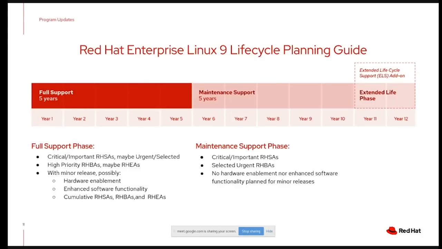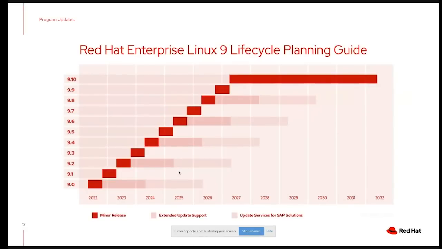There's no enhanced software functionality being planned. Maintenance support is just that, maintenance. We'll continue to provide security advisories. We will continue to supply urgent bug fix advisories during that maintenance support phase. But in essence, the maintenance support phase reflects the final minor release of Red Hat Enterprise Linux 9 spanned over those 5 years.